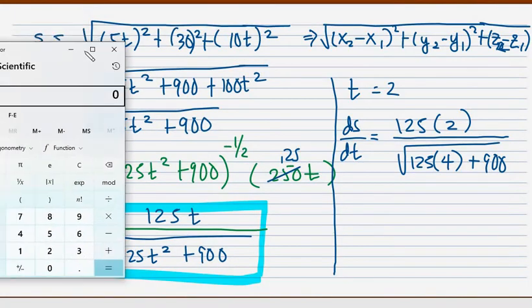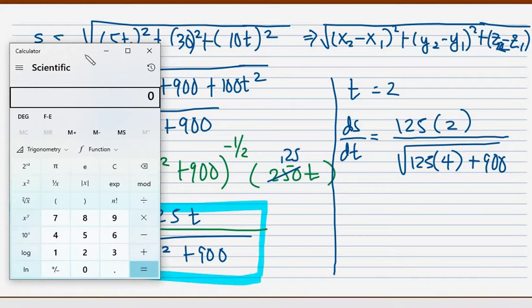Okay, so we have 250, of course, in the numerator, and divide that by 125 times 4 plus 900.